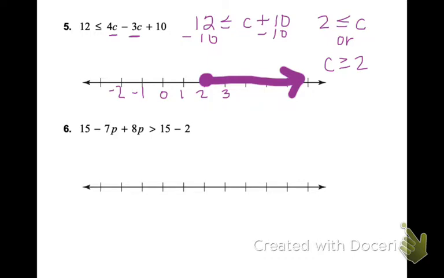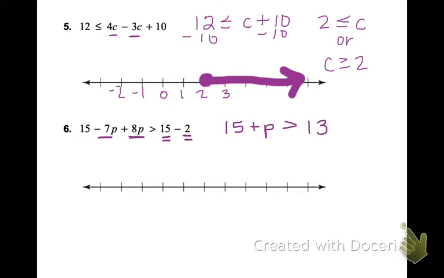Okay, moving on to 6. 15 minus 7p plus 8p. So again, we want to combine like terms. We have like terms on the left, the p terms, the variable, and on the right we have these two constants that we can combine together. So 15 plus p is greater than 13.